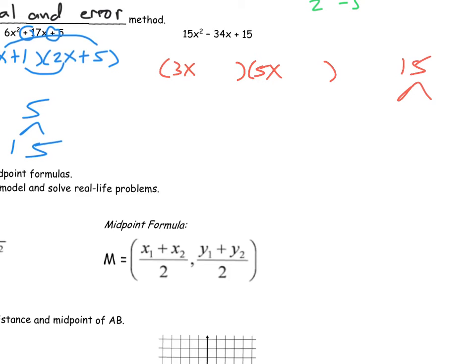The one thing I know about them is both factors are going to have to be negative, right? That's a little clue as well. It's plus 15, but the middle term is negative. So here's what I got. Okay, that's a possibility. I don't think that's going to be it. My guess is that's the case to look into.